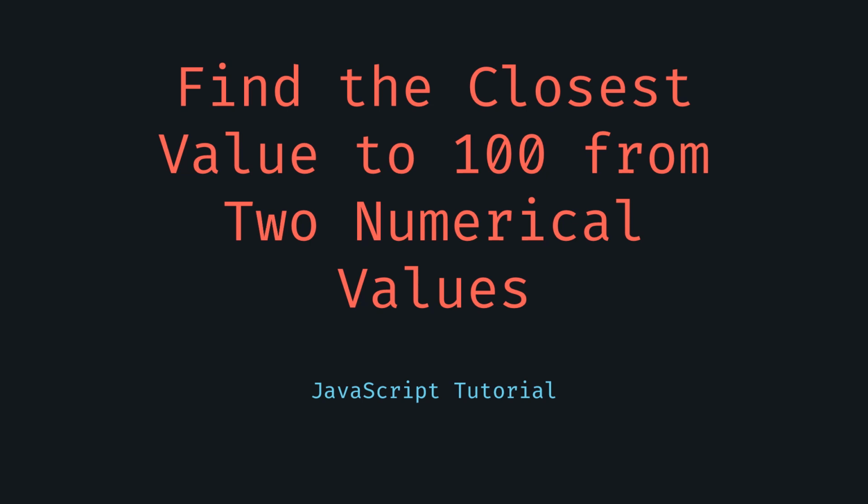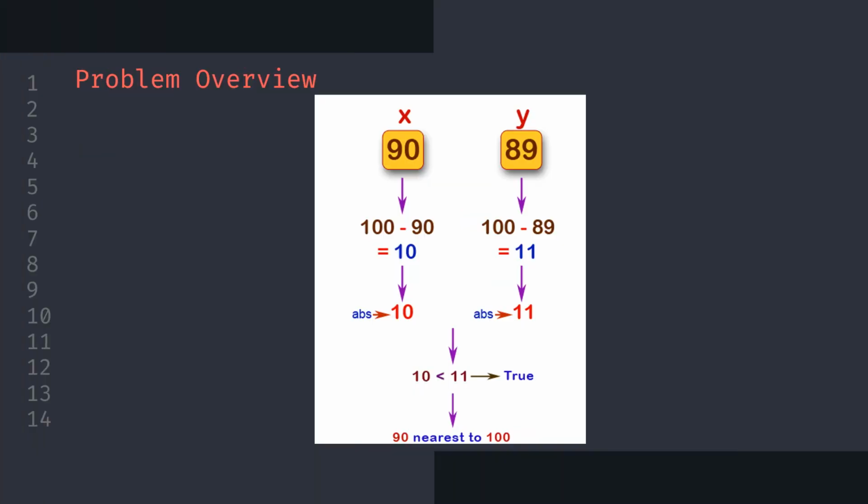In this lesson, we're going to learn how to find the value closest to 100 from the two given numerical values using JavaScript. Let's dive in. We are given two numbers, and our goal is to find which one is closer to 100. We will achieve this by calculating the absolute difference between each number and 100.